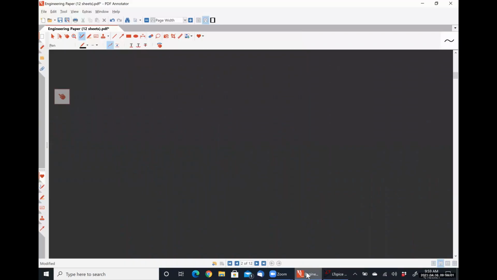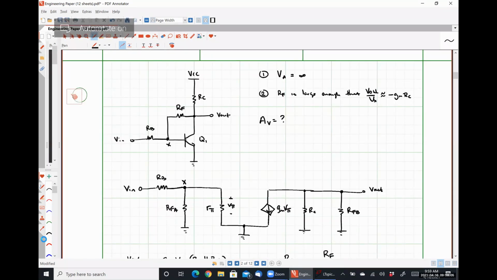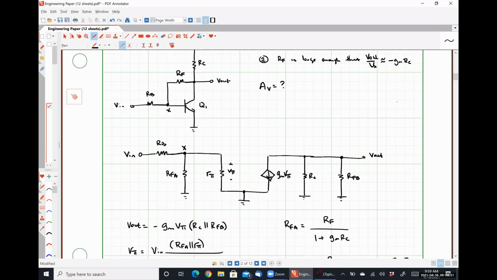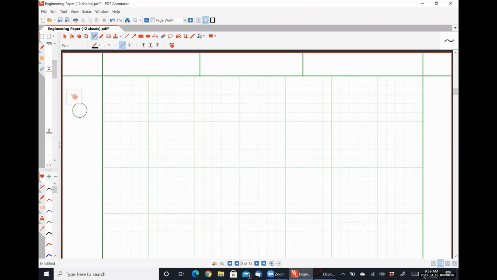So let's circle back around. That example was fairly easy. Let's look at one that's a little bit harder. That was a common emitter amplifier. Let's switch modes to MOSFET and look at a common drain, so a source follower.